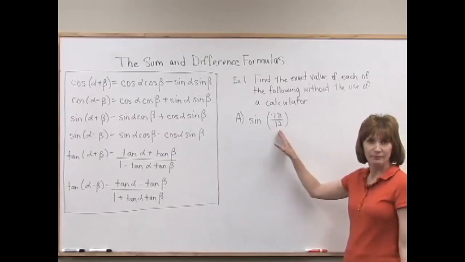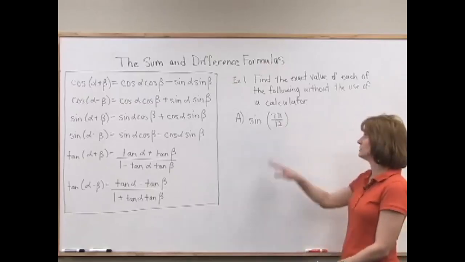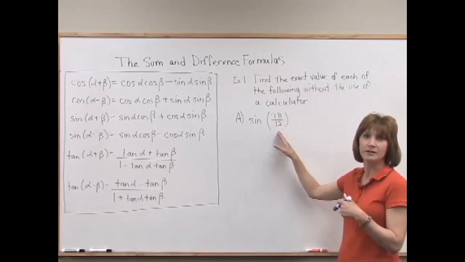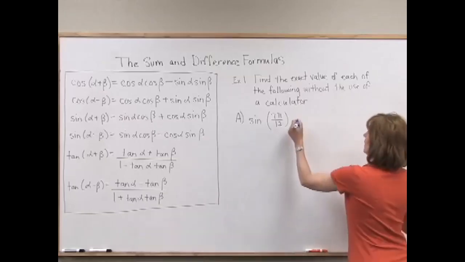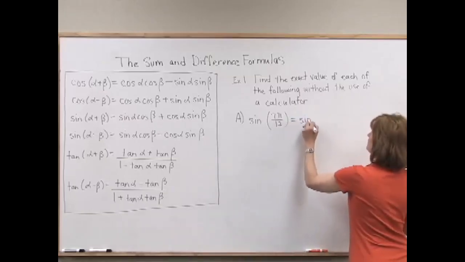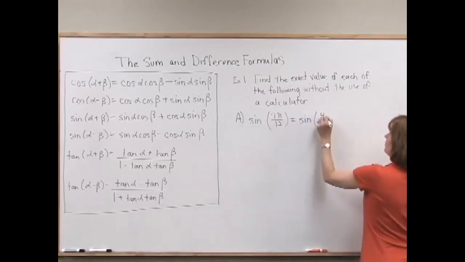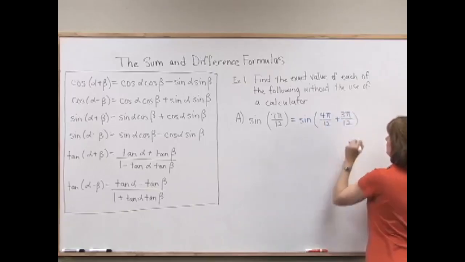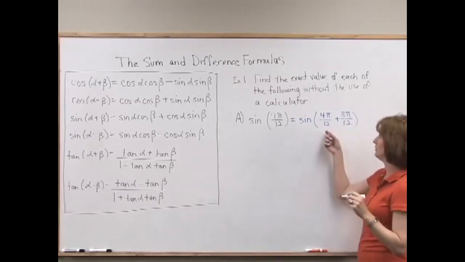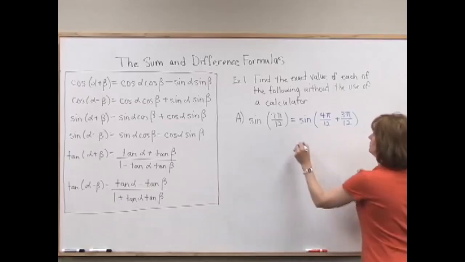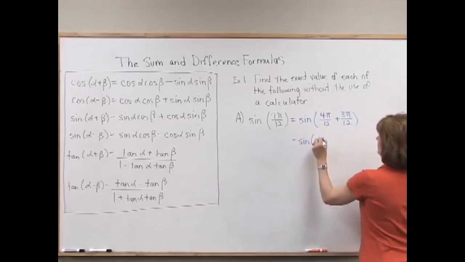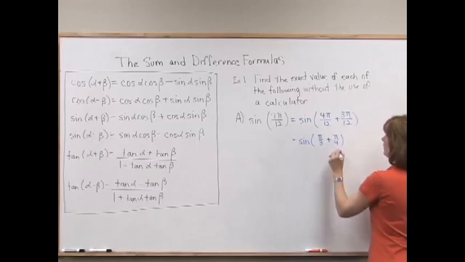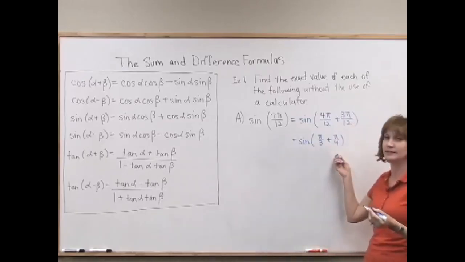So the problem is 7 pi over 12, of course, is not one of your special angles. We want to rewrite 7 pi over 12 as the sum of two angles, or the difference of two angles, that are special. So I'll write this as the sine of 4 pi over 12 plus 3 pi over 12. Of course, that adds up to 7 pi over 12, and what's very important is that when you reduce these, you get pi over 3, which is a special angle, and pi over 4, which is another special angle, so we can find the exact value.